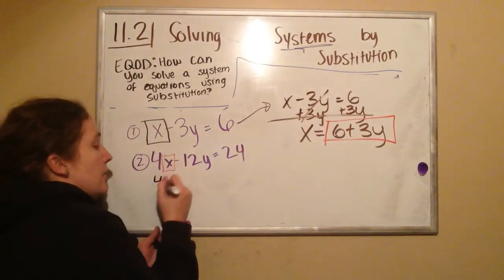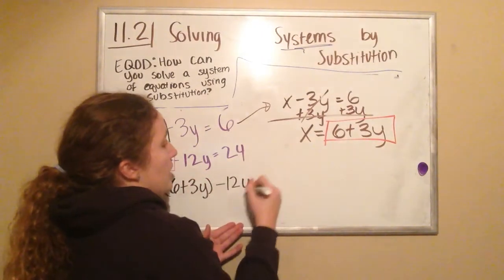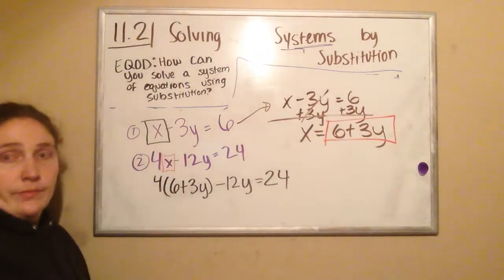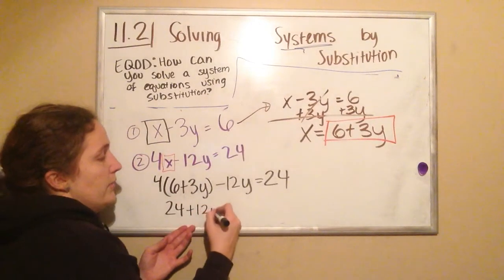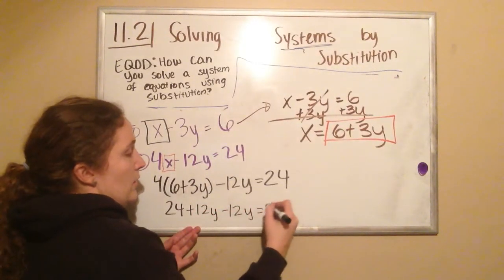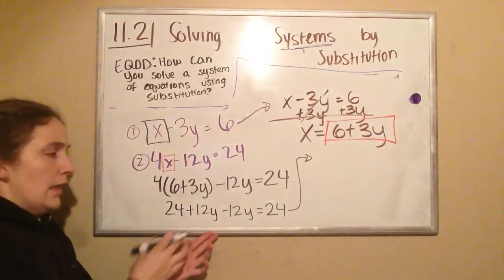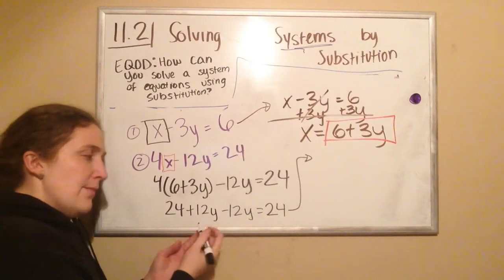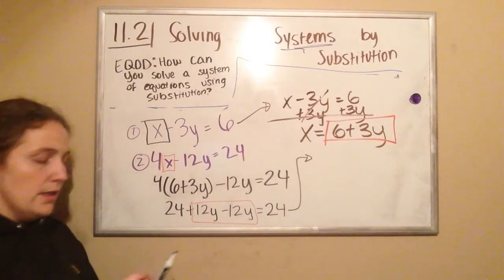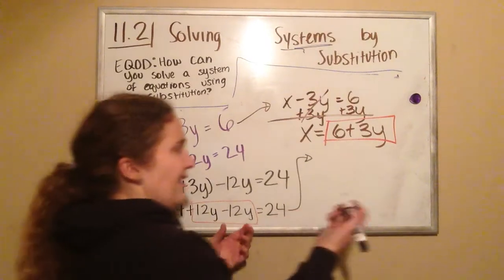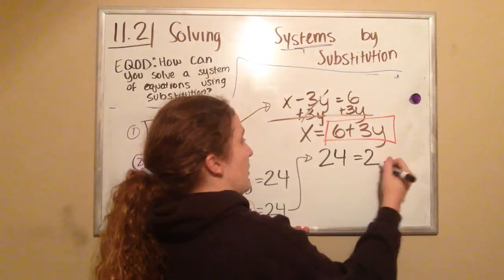So we get 4 times 6 plus 3y minus 12y equals 24. 6 times 4 is 24. 4 times 3 is 12. Oh, looks like something funky's going to happen here too. 24 plus, let's combine like terms. So if we combine like terms, 12y minus 12y, what? That's just 0. Okay, this looks like what happened last time. So maybe it's the same situation. We get 24 is equal to 24.